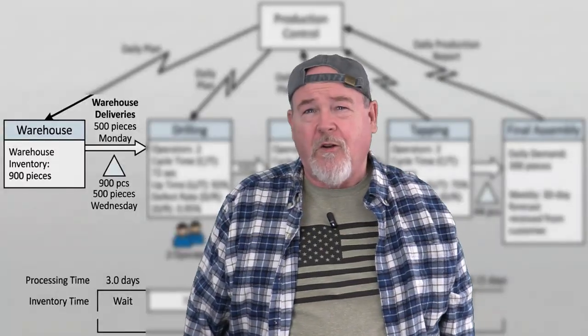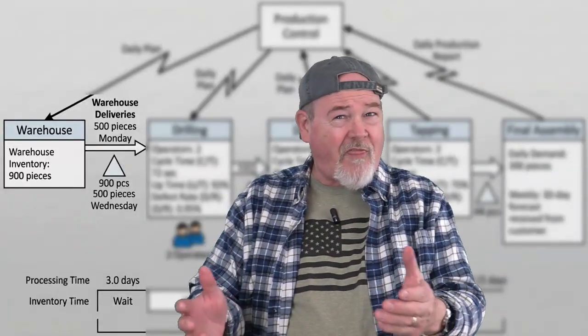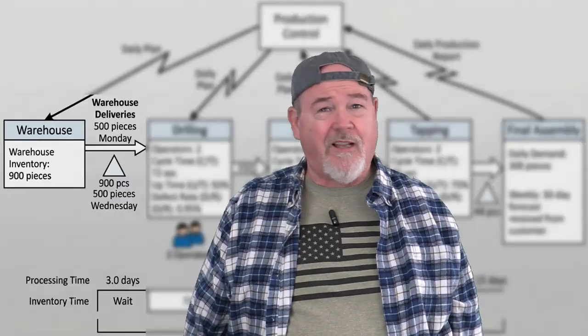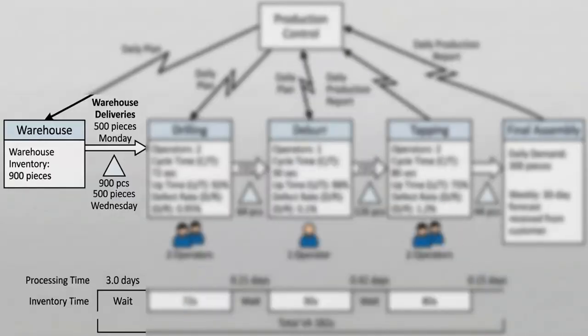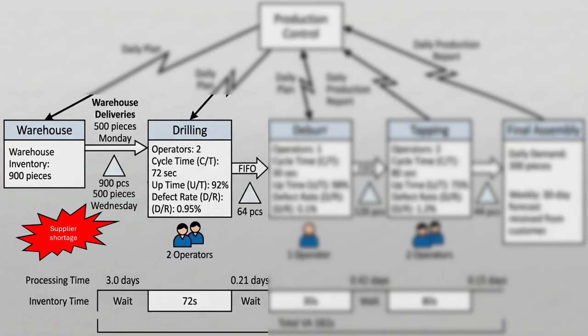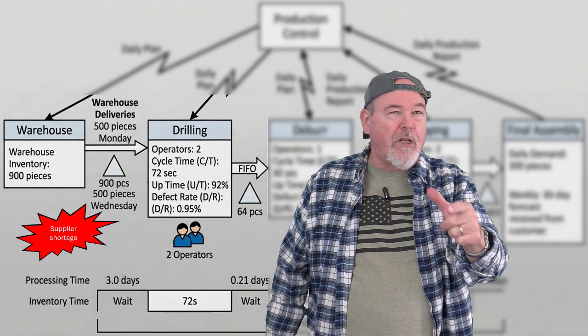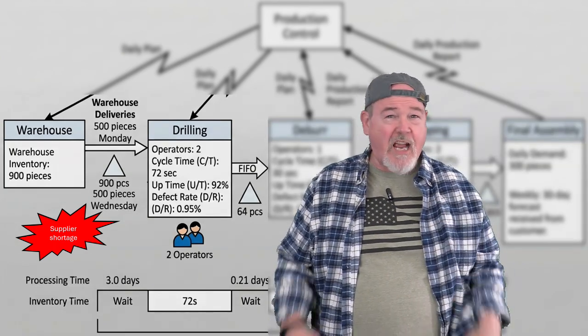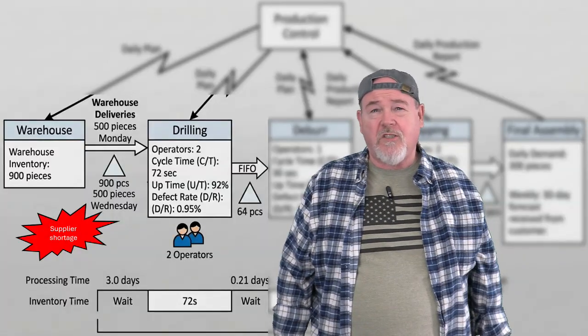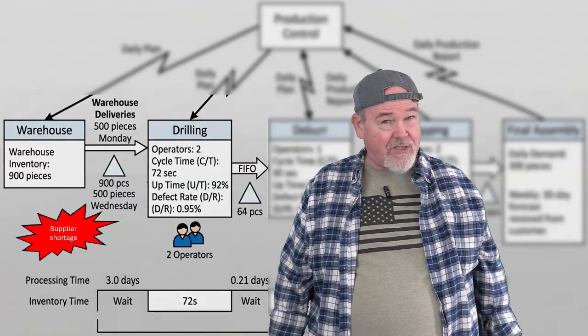Well, that makes sense. But we got trouble right here. If we're using 1,500 pieces a week, we're only getting 1,000 a week from the warehouse. That ain't enough. That's a good catch. Now we can add a Kaizen burst, or improvement opportunity, to our map. For each station, we now look at how much time we actually spend working on the part versus the wait time. I get it. Drilling spends 72 seconds actually working, then the part sits there for 0.21 days.